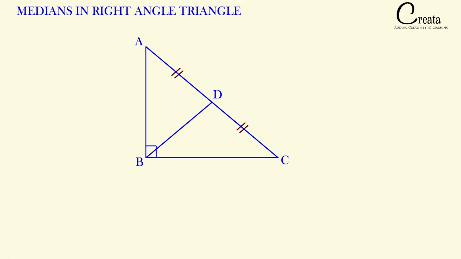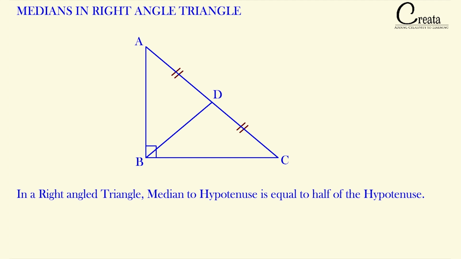As per the property, median to the hypotenuse, that is the median BD, is equal to half of the hypotenuse. As per this property, BD is equal to half of AC. If we take any median in a right angle triangle which is connecting with the hypotenuse, that median is equal to half of hypotenuse. So we can say BD is equal to half of AC, which is further equal to CD, which is equal to AD. So we can also say AD is equal to BD is equal to CD.